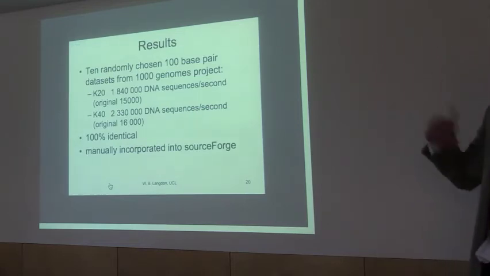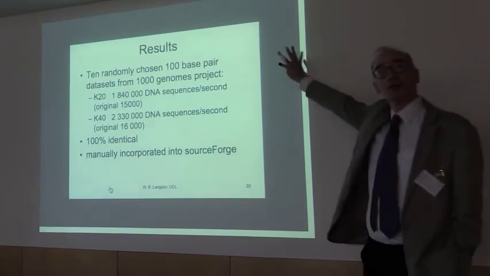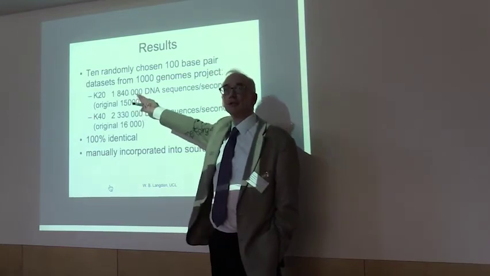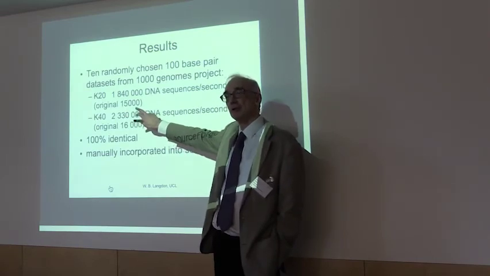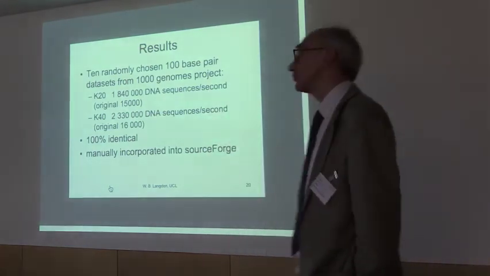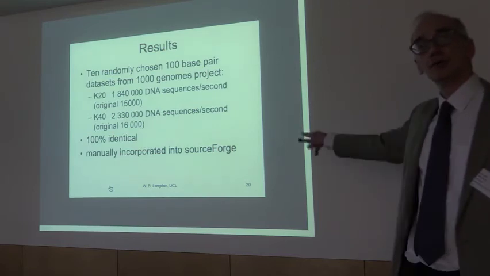So what we've done is we trained on data. We've taken another 10 data sets from the 1000 Genomes Project. They've been randomly chosen, so this is nothing to do with the training data. This is test data. On the K20, we get almost 2 million DNA strings a second. On the K40, we get slightly more than 2 million DNA strings per second through the kernel. In both cases, the answers are 100% identical. And this code was manually inserted into SourceForge. It's been available for almost 2 years. So when you download Barracuda, you get the GI version of Barracuda.